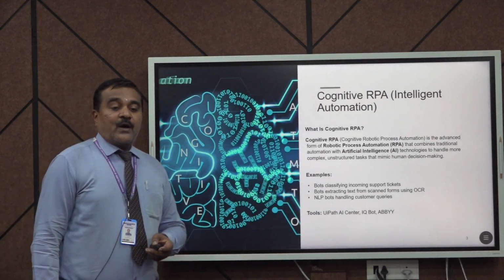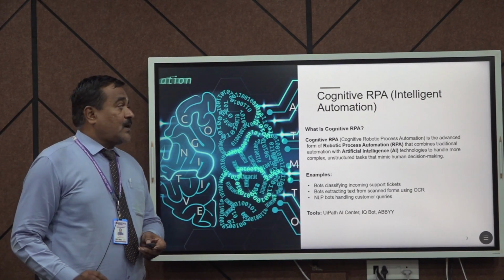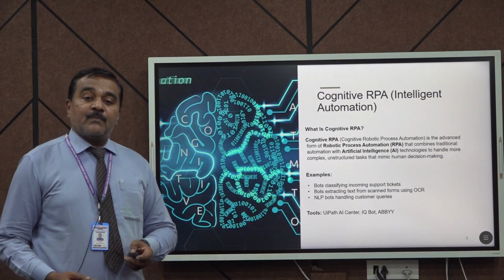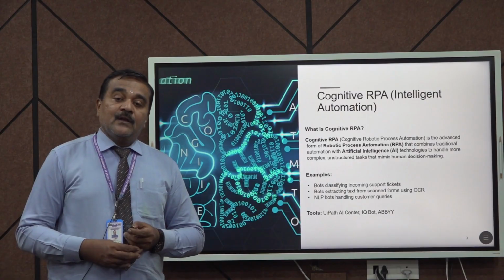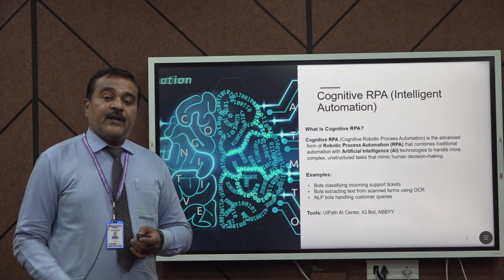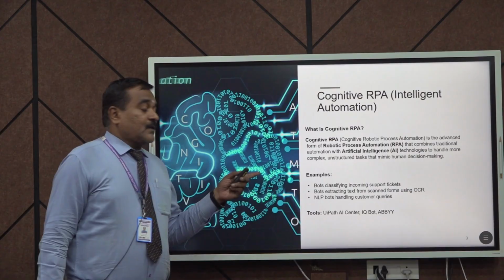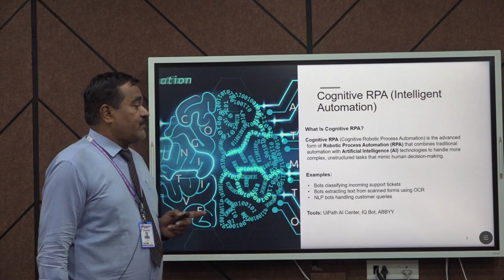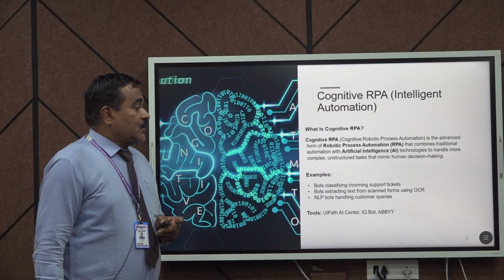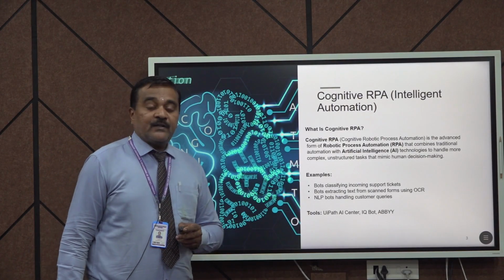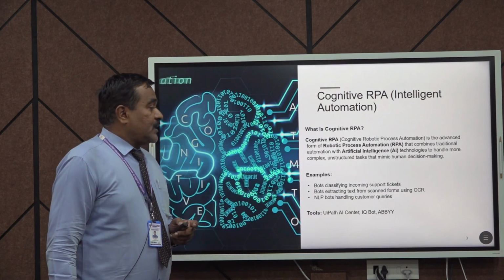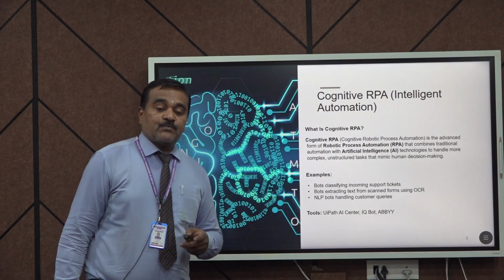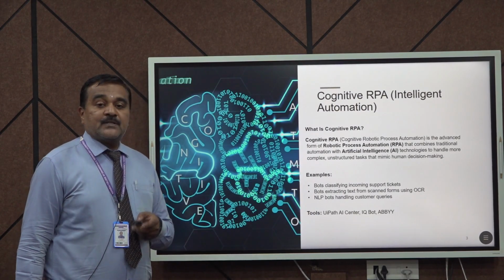Normally the advanced architecture is called cognitive RPA, which is called intelligent automation. You know very well that automation is normally about connecting everything so it is automated, and we need to involve intelligent automation. Cognitive robotic process automation is the advanced form of robotic process automation that combines traditional automation with an artificial intelligence system. We use it for complex and unstructured tasks that connect with the human decision-making process. That's what the cognitive RPA systems are used for.